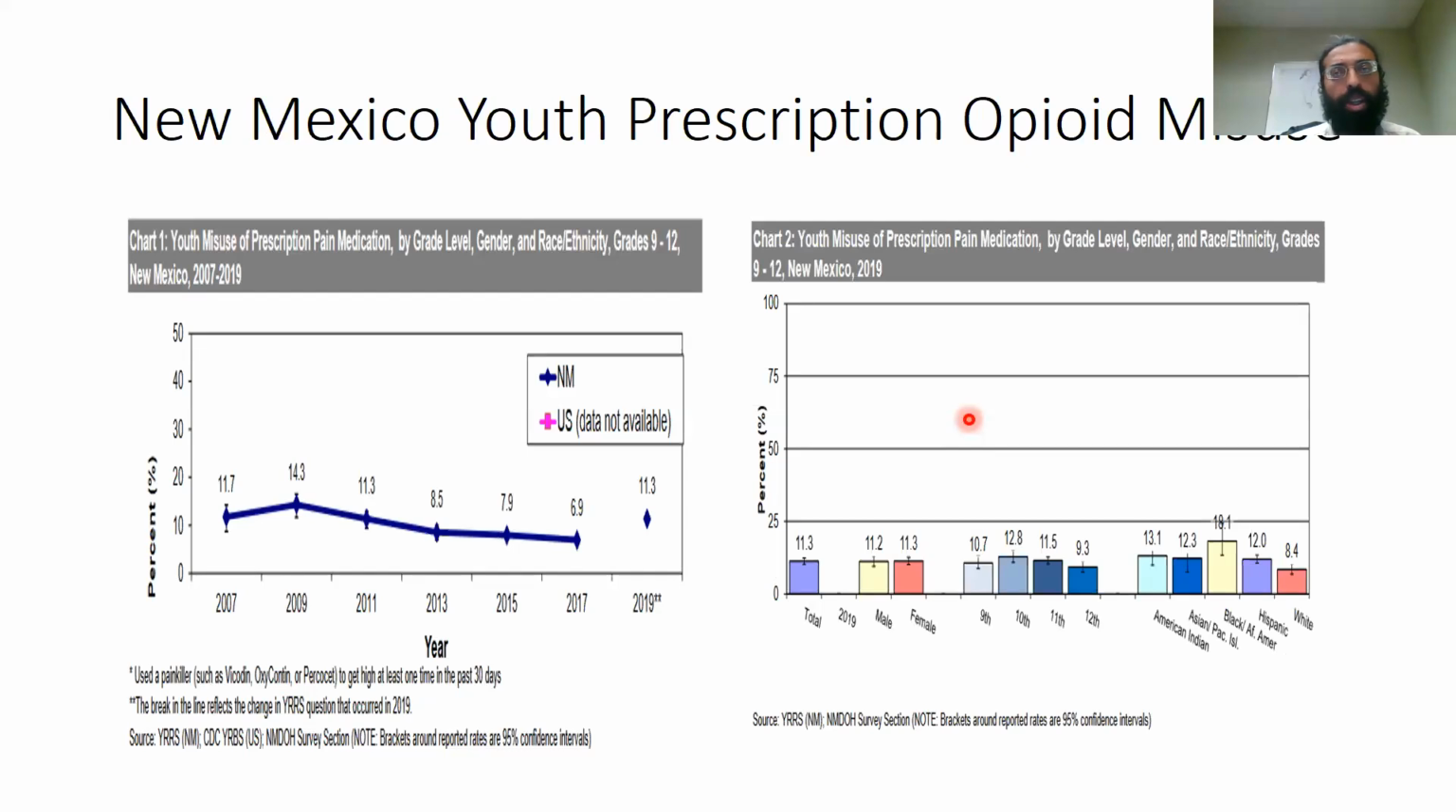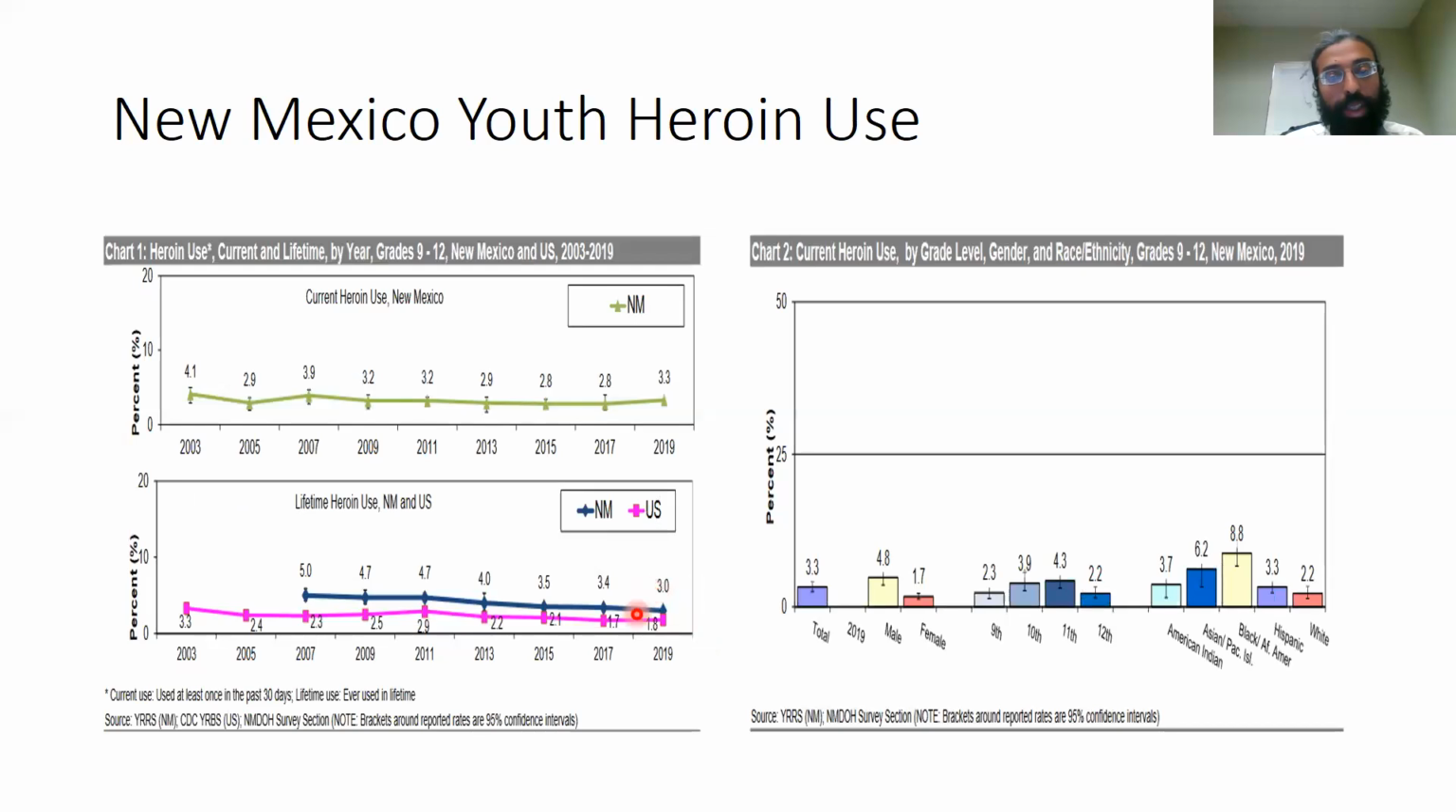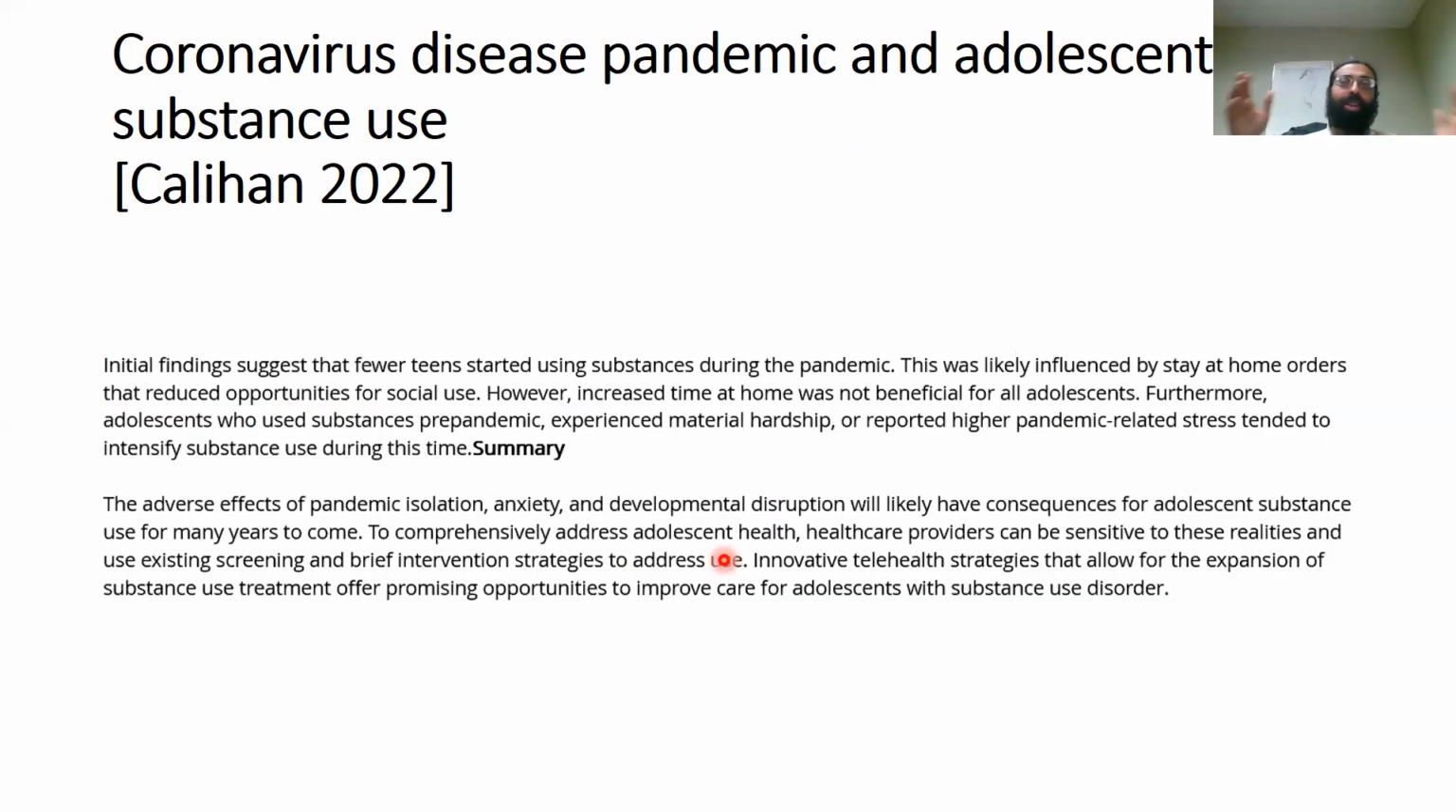This is looking at New Mexico, prescription opioid misuse in high school students, where you can see in 2017, just about 7% of New Mexico high school students reported using prescription opioids in a non-prescribed manner. And this tracks it all the way up to 2019, where you can see about 3% of New Mexico high schoolers, 9th through 12th graders, reporting use of heroin, which is a little bit higher than the national average. The data is still emerging.